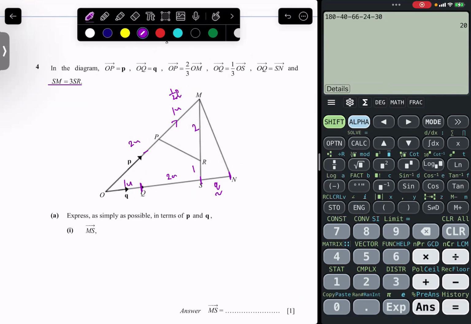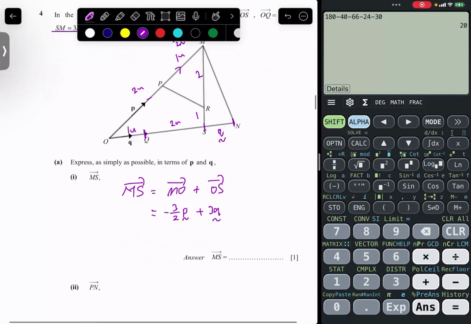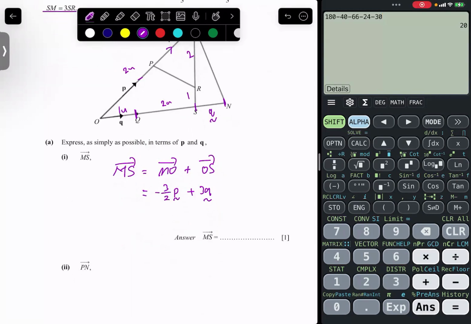Now that we have everything in order, to find MS, what would I do? I will take MO plus OS. Now MO is the reverse direction of OM. So that means negative 3/2 P plus OS, which is 3Q. So the answer is negative 1.5 P plus 3Q.